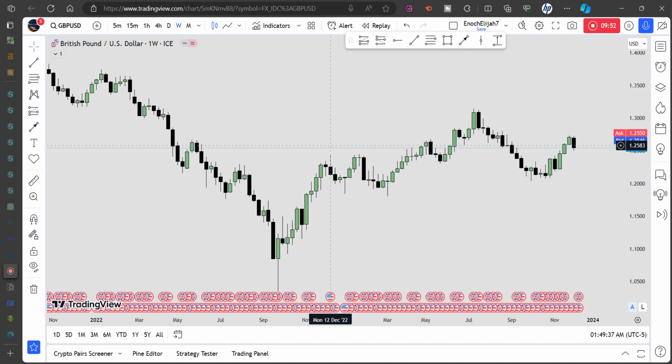And this is what we call market trend or market structure. What does that mean? It simply means the structure that price is creating on your chart, that is market structure or market trend. So it is either bullish or bearish. It has to be one of the two.